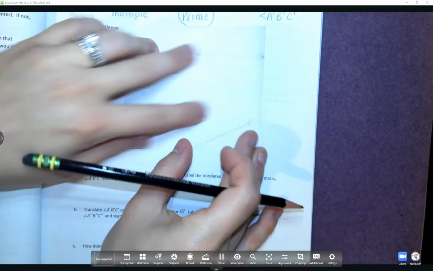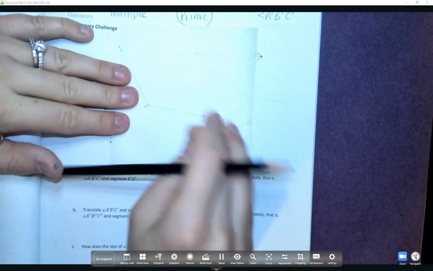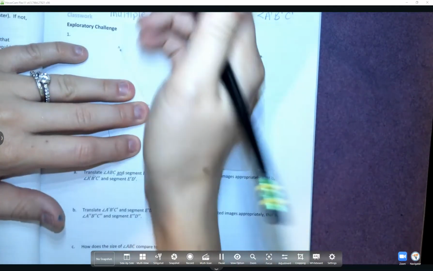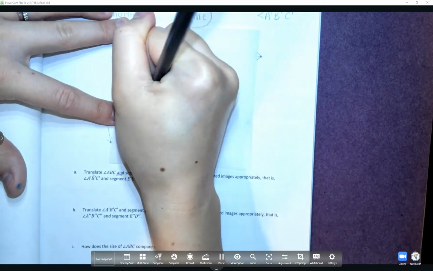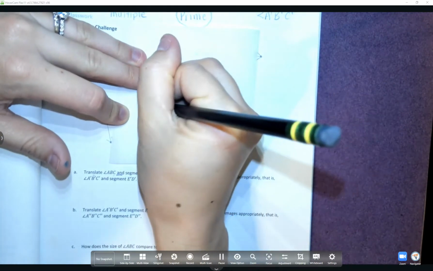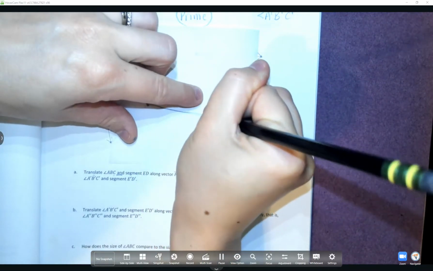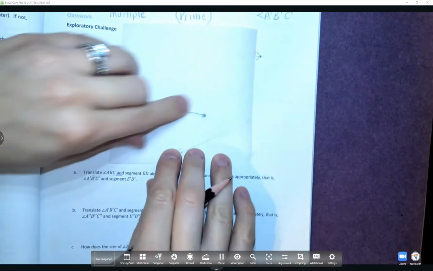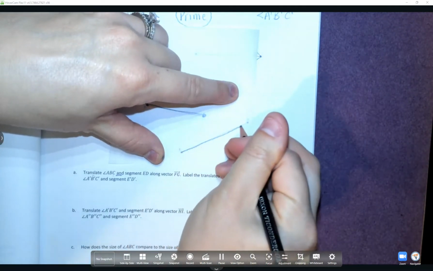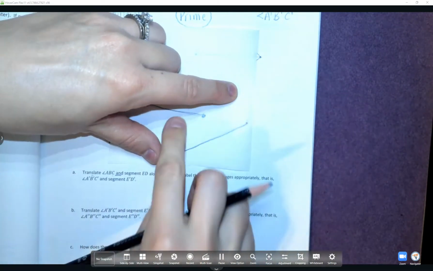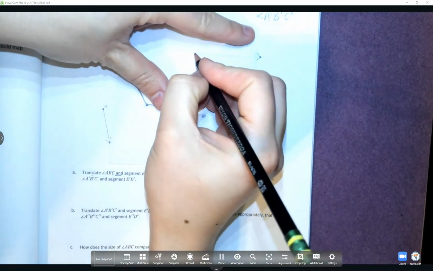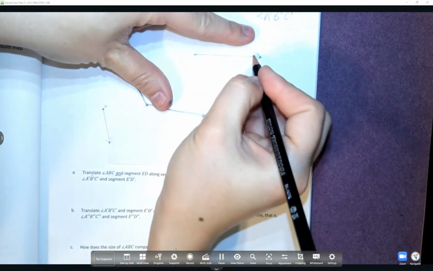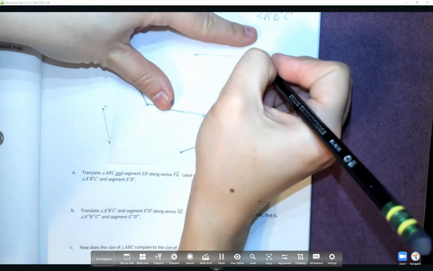The reason that's important is because I'm going to use it to help me trace my objects. I should have cut it just a little bigger, but that's okay. It does not have to be perfect. So here's the angle that I'm moving, ABC, and segment ED along vector FG. FG is going to tell me the direction and how far to move it, and that's a little short because I'm running out of paper.